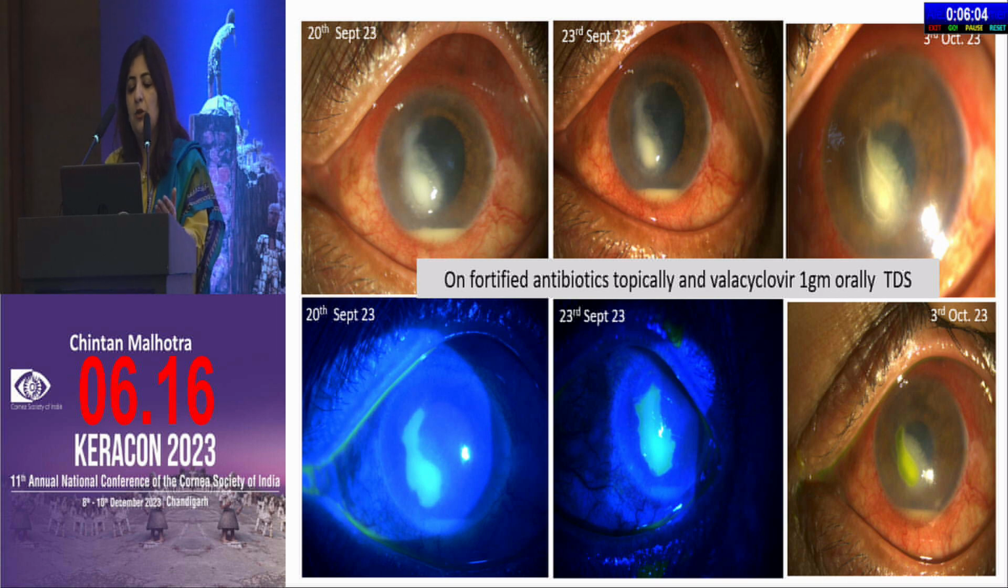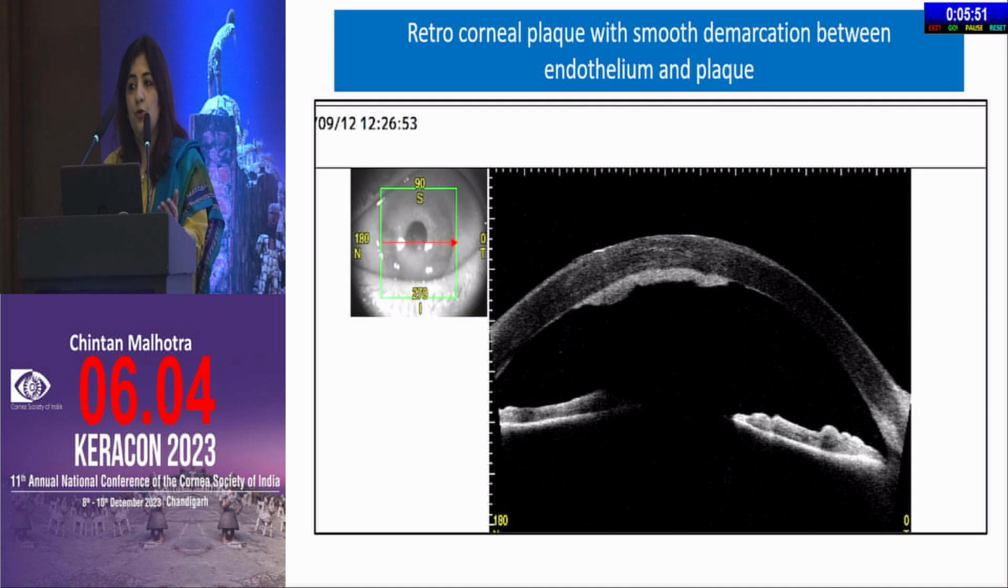And so this patient, because of the possibility of viral, was kept on a therapeutic dose of antiviral, but also initially I had continued him on fortified antibiotics, but we can see there was no improvement in that. And so this is the ASOCT, which was actually done on the day the patient had first presented to us, and we can see this retrocorneal plaque with smooth demarcation between the endothelium and the plaque. And so this is fairly clear, smooth borders.